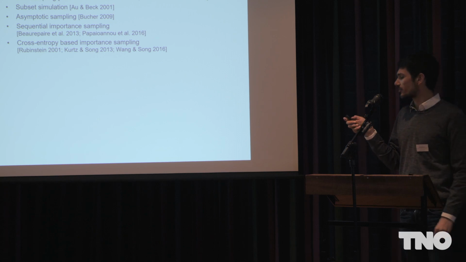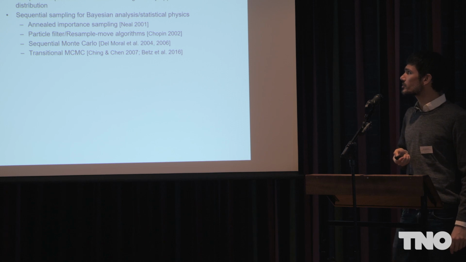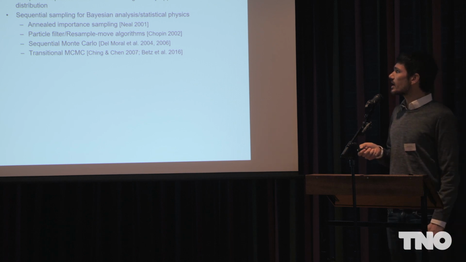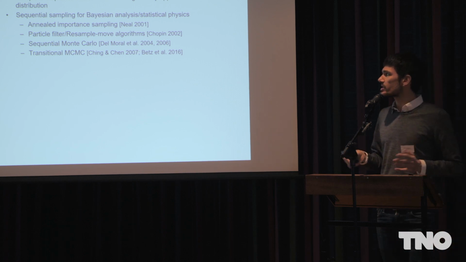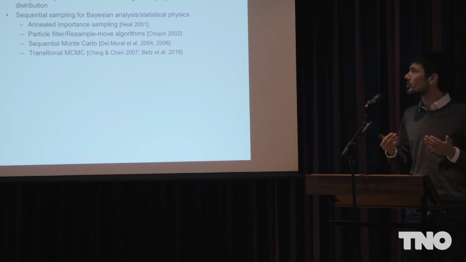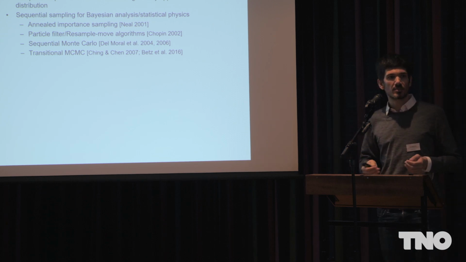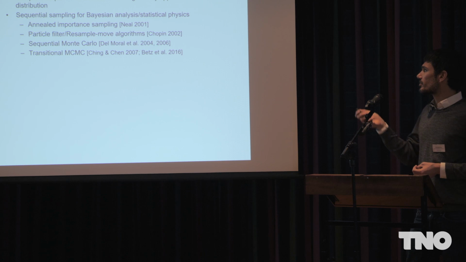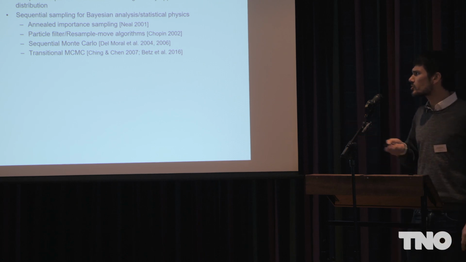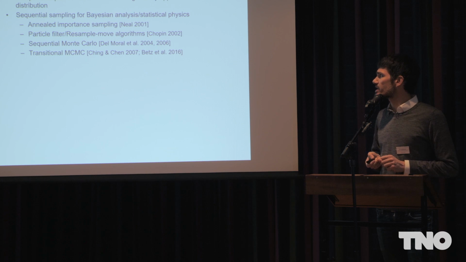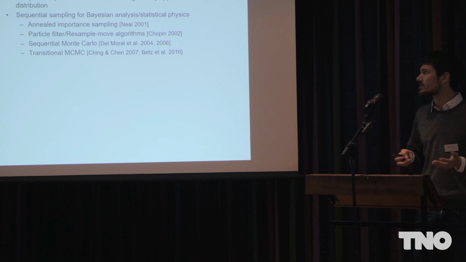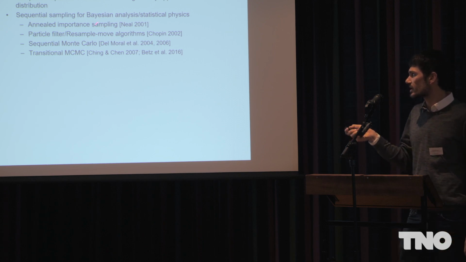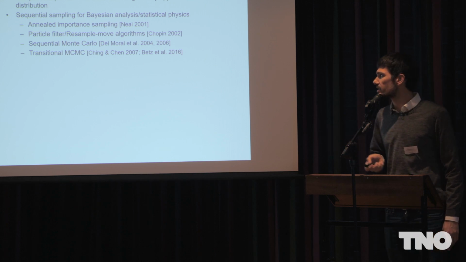Today I will focus on a subcategory of these methods, which I call sequential sampling approaches. These methods have something in common. They all sample a sequence of distributions that gradually try to approximate a desired distribution, in this particular case, the optimal importance sample density. Most of these methods were originally developed in the statistical community for Bayesian analysis or in the statistical physics community. And some of these methods from this community are listed here.